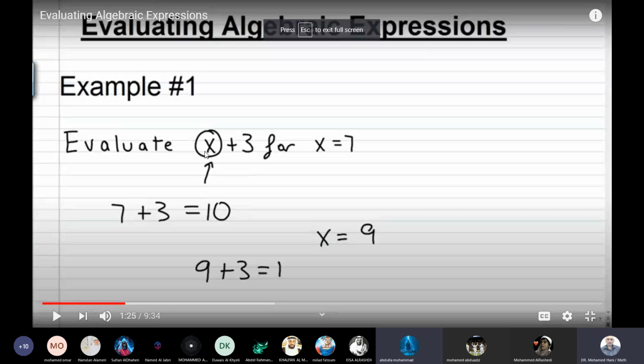Here we have x plus 3. This expression, x plus 3: x is the variable, 3 is a number. But the value of x here will be 7, and you want to find the value of the whole expression. So put the value of x as 7. Substitute here: x equals 7 plus 3. 7 plus 3 will be 10.